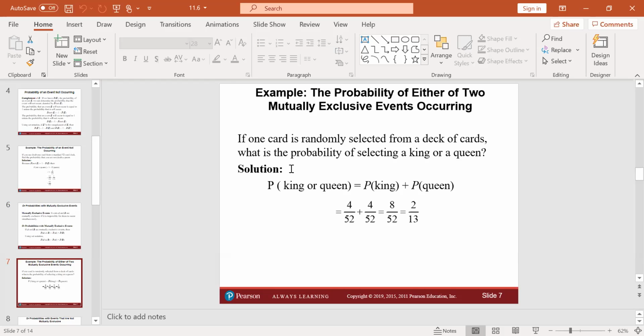So the probability that you'll draw a king or a queen, you can only draw one or the other, so we can just add their individual probabilities. We can do 4 out of 52, the probability of drawing a king, plus 4 out of 52, the probability of drawing a queen. You get 8 out of 52, which is 2 over 13. So it's just as simple as adding their two probabilities if you're talking about mutually exclusive events.